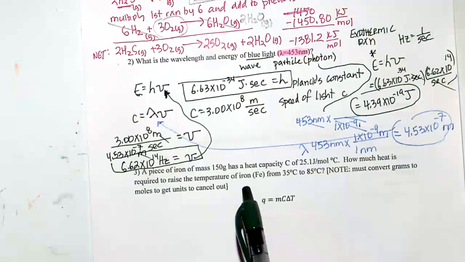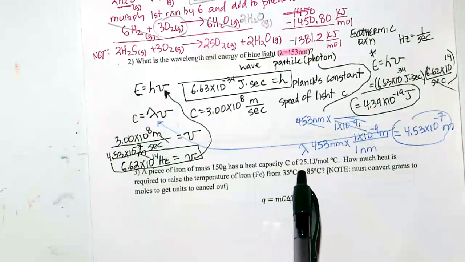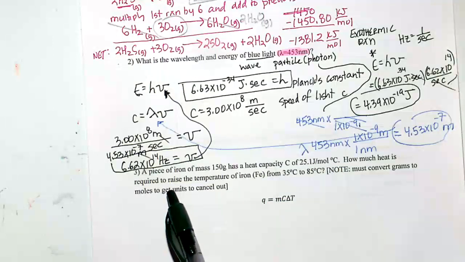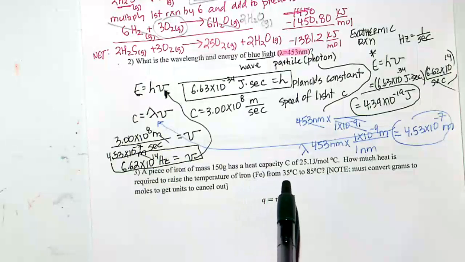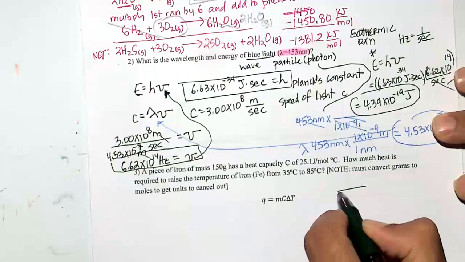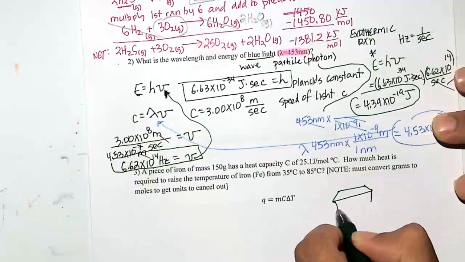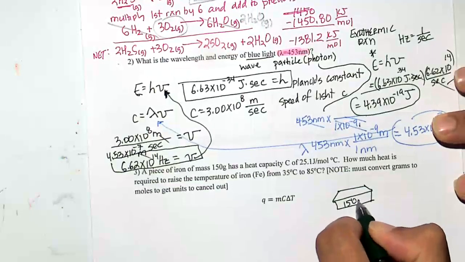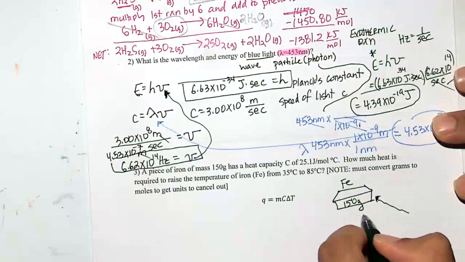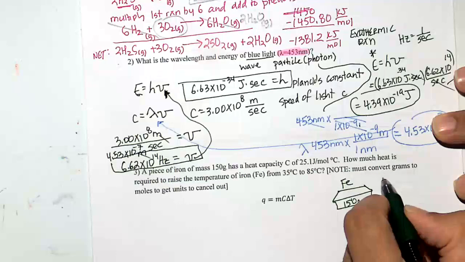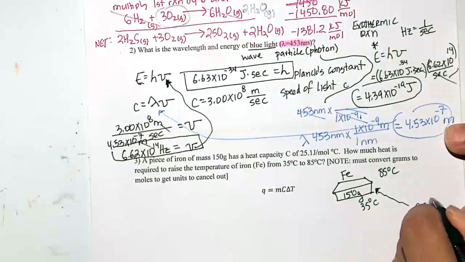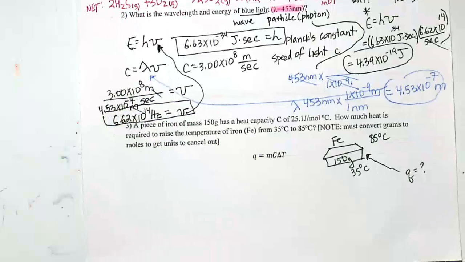A piece of iron of mass 150 grams has a heat capacity C of 25.1 joules per mole degree C. How much heat is required to raise the temperature of the iron from 35 to 85 degrees? So we have a big block of iron here, 150 grams of iron. We're going to heat it. It's originally at 35 degrees C, and we're going to heat it to 85 degrees C. We want to know how much heat we need to get it from 35 to 85.